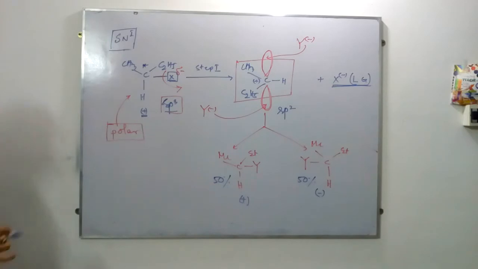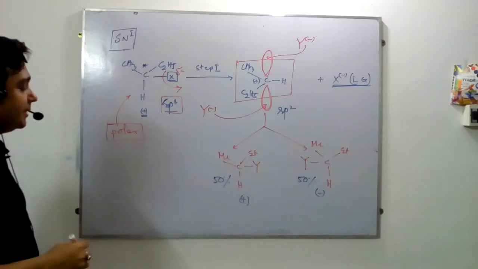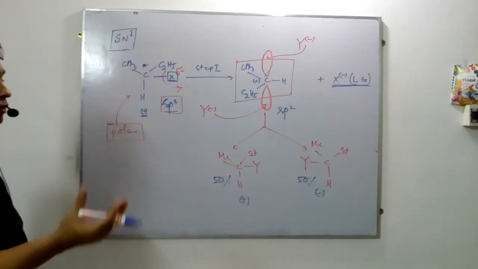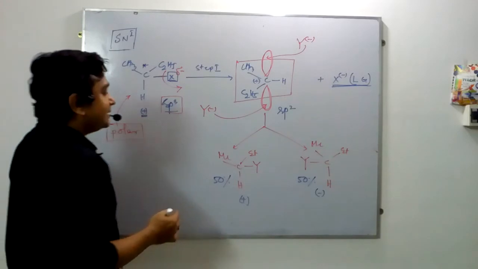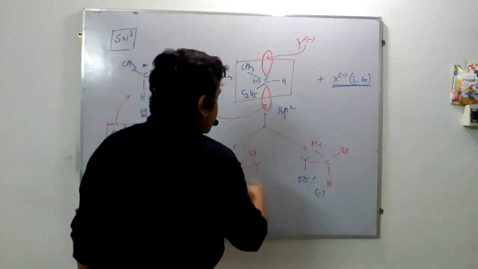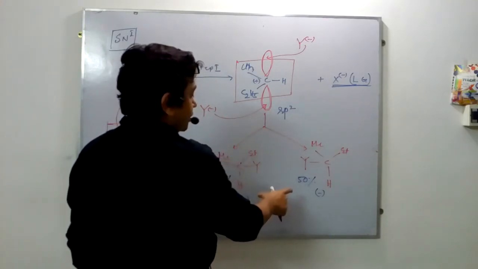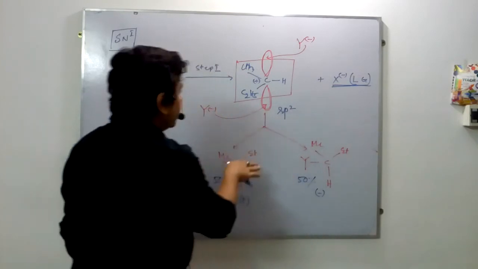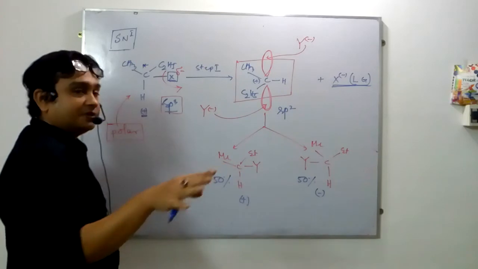Am I clear, everyone? Now see what is happening. Sometimes it is depicted in many books and materials that there is no chance of 1:1 or 50-50 formation of this product, that is, this racemic mixture. No, it's not that. Theoretically, it is going to form 50-50.